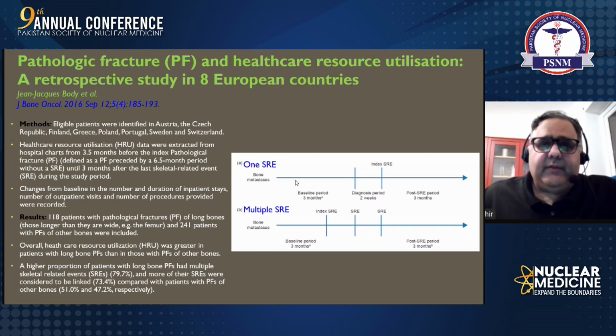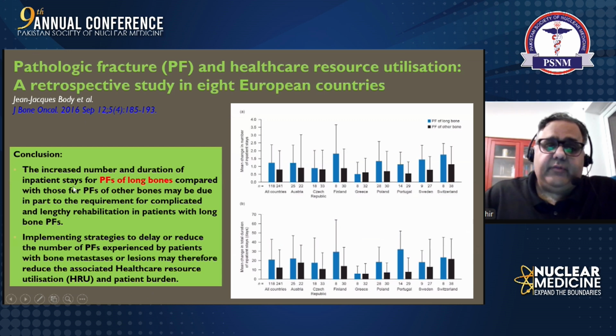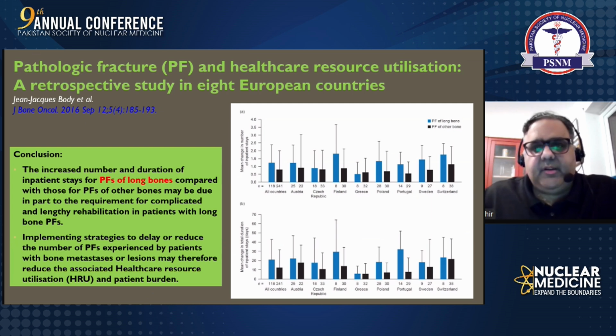This is a pathological fracture healthcare resource utilization assessment across 8 European countries. And they say that, one skeletal event or multiple events, again, it has an impact on the cost. The increased number and duration of inpatient stays for the pathological fracture of the long bones was more than for fractures or problems with metastasis in other bones. So again, the weight-bearing areas, particularly the femur, which has an impact on the quality of life more than other lesions, is important, and then it of course translates into healthcare resource utilization and costs.